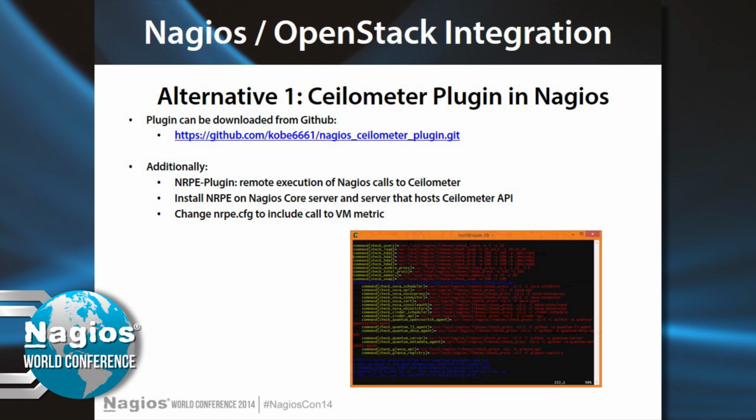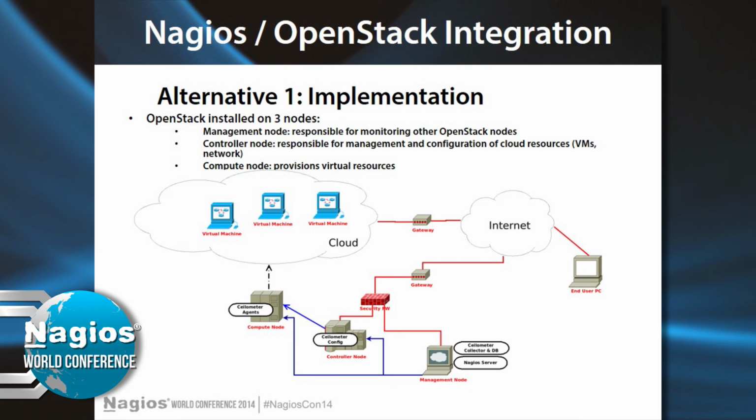Additionally, I recommend using NRPE for remote execution of Nagios calls to Ceilometer, and installing NRPE on the Nagios Core server and the server that hosts the Ceilometer API. And on that server, you just have to change the config of NRPE, and everything will work as you expected.